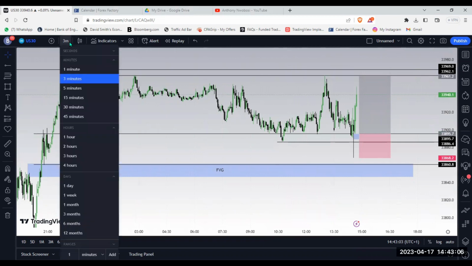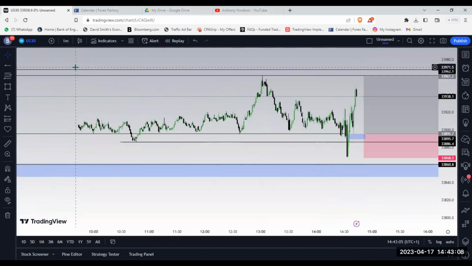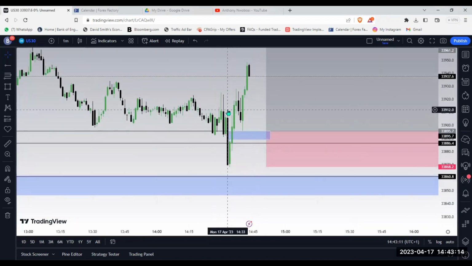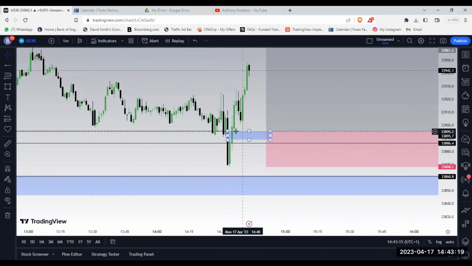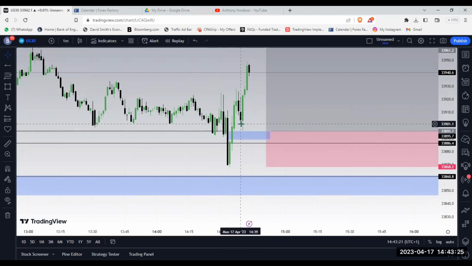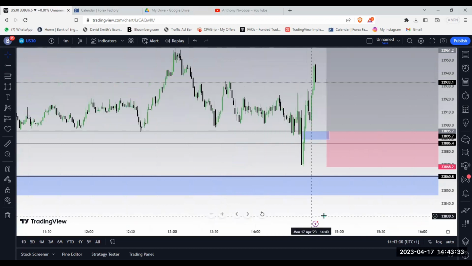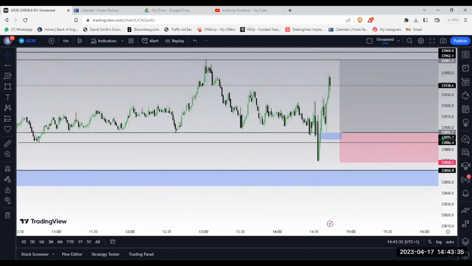Look at the way I made the entry just now. When it took it out, we had a shift of structure here. You can see this high was taken out and there was an FVG created here. Immediately price dropped onto this FVG. In fact, I couldn't catch it, so I just entered on its way up. That was it. So now, where are we targeting?